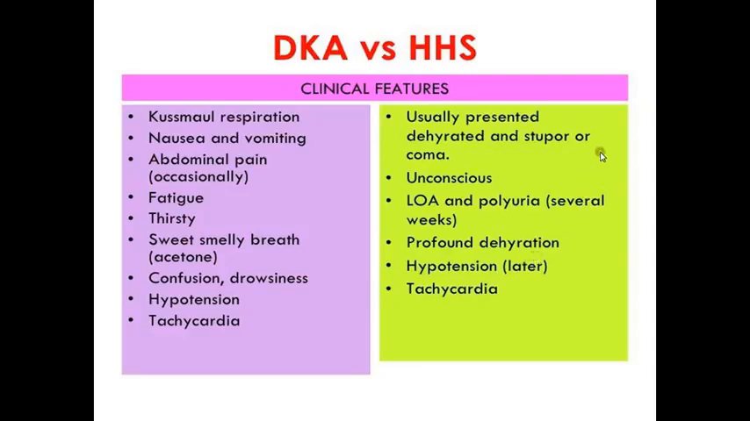So HHS is hyperglycemic hyperosmolar state. This one is usually occurring in type 2 diabetics, in older age people, HHS usually happens in them, because of infections and precipitating factors. DKA occurs only when there is insulin deficiency. So that's why ketoacidosis takes place, because insulin deficiency will result in utilization of the lipids, and this will result in production of free fatty acids. While HHS occurs because there is not complete deficiency of insulin, so ketoacidosis doesn't take place, but hyperosmolarity occurs in here.